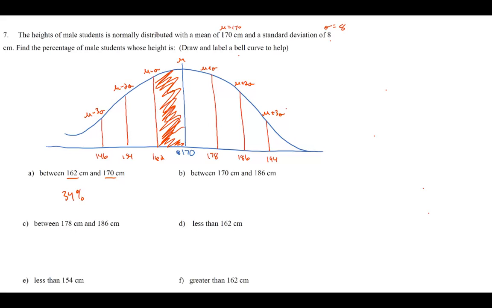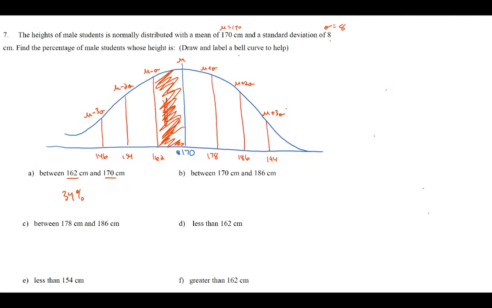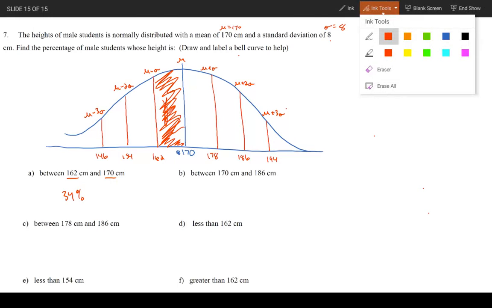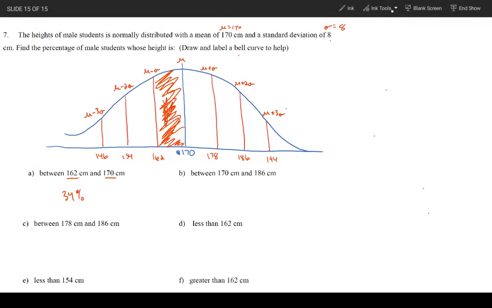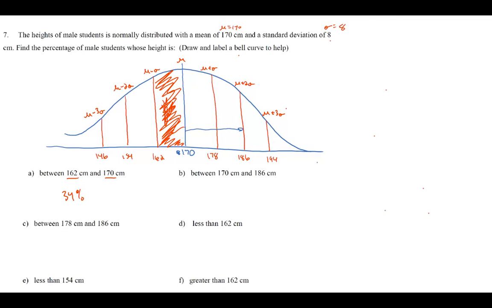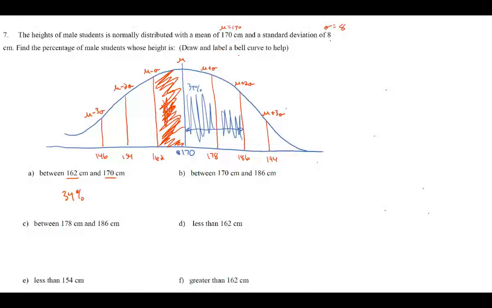All right, if we were asked how much is between 170 and 186, so 170 and 186. My eraser is not working. Okay, never mind. I guess I'll forget the eraser. I'll just do a different color. So between 170 and 186 is going to be from here to here, right? So we want to add this one and this one. So we know this is 34, right? You might want to refer back for the other one. And that one is 13.5. Okay, so you just do 34 plus 13.5.